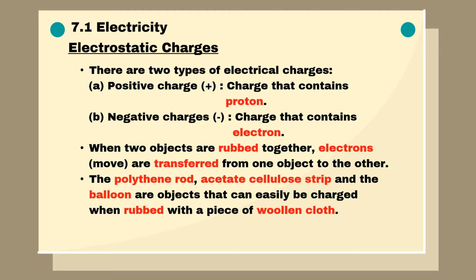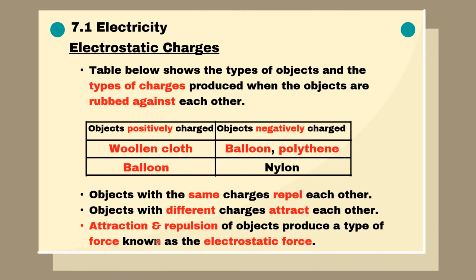For example, the polyethylene rod, acetate strip, and the balloon are objects that can easily be charged when rubbed with a piece of woolen cloth. The table below shows the types of objects and the types of charges produced when the objects are rubbed against each other, which means friction force occurs.